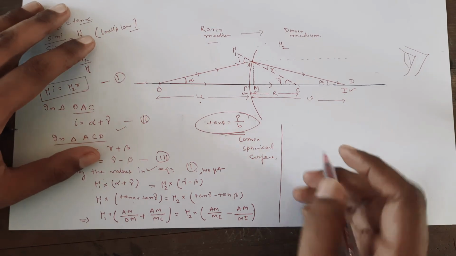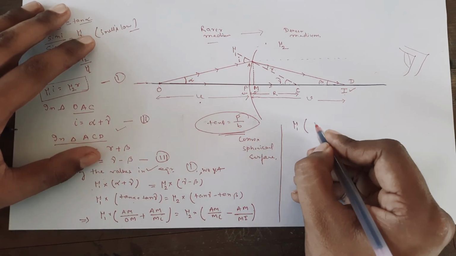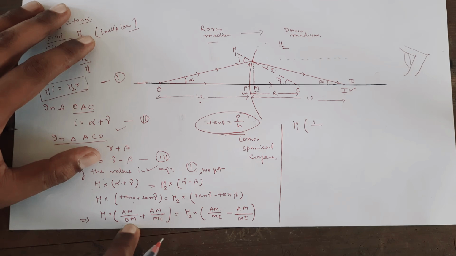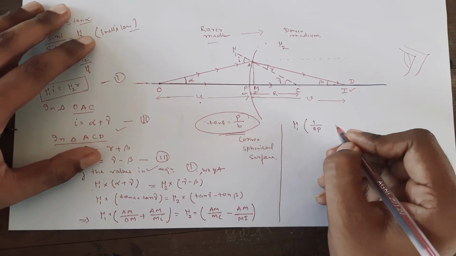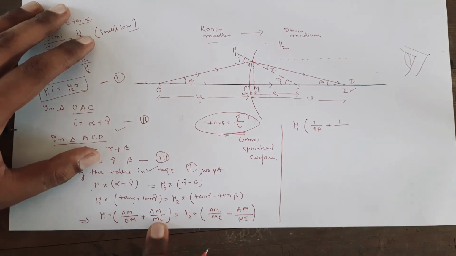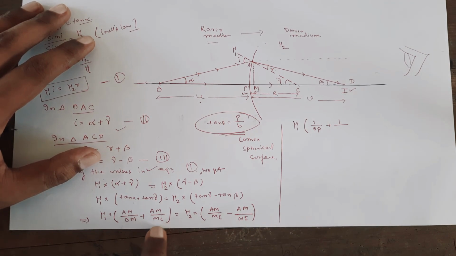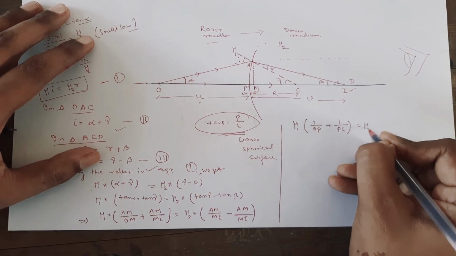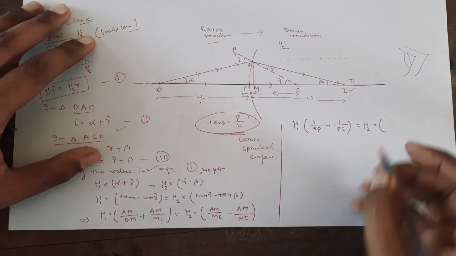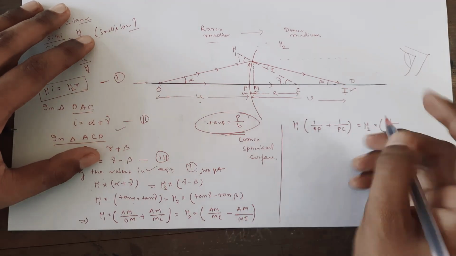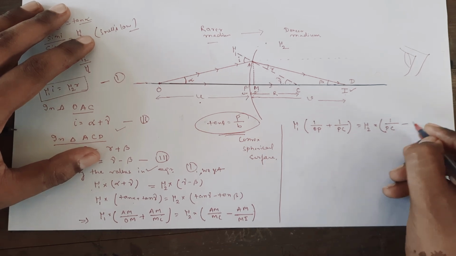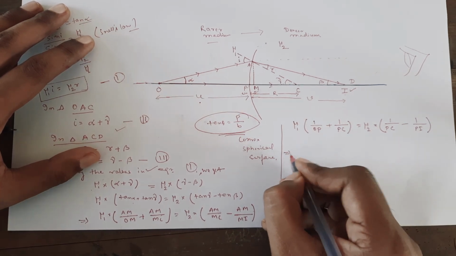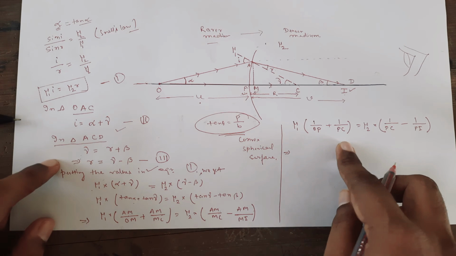See, mu1 times 1 by OM, where M cancels out, so OM becomes OP, plus 1 by MC, which becomes PC, minus MI, which becomes PI. Okay, so now put the value of OP, PC and PI.